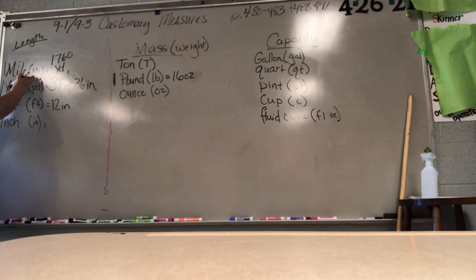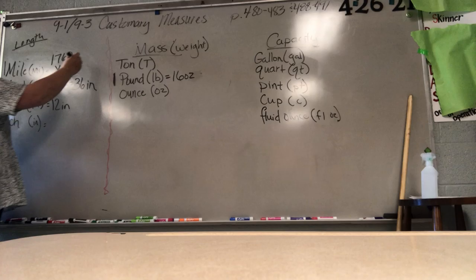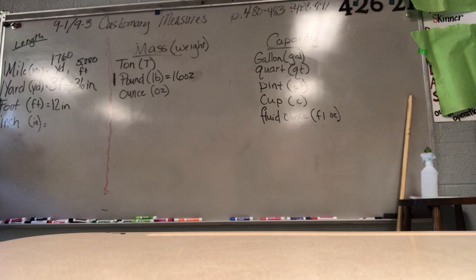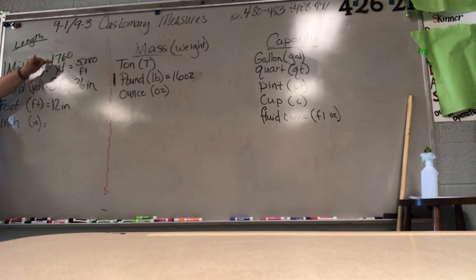So, how many feet are in a yard? You just said it. I did. How many? 5,280 feet are in 1 mile. I mean, I already knew that. 5,280 feet. Now, how would I do that? How would I find that if I knew yards? If I only knew that I had 1,760 yards, how would I find out how many feet that would be? Multiply by 3.